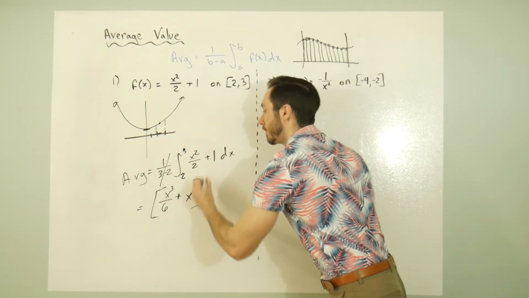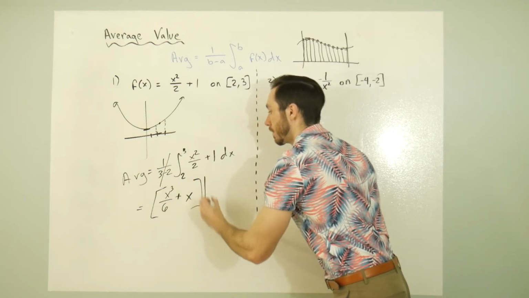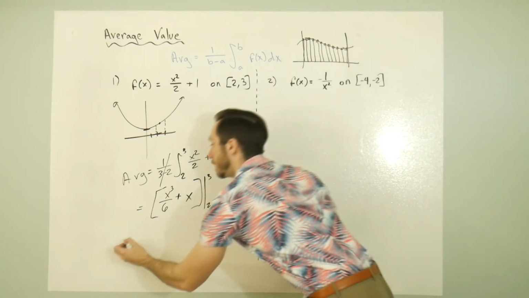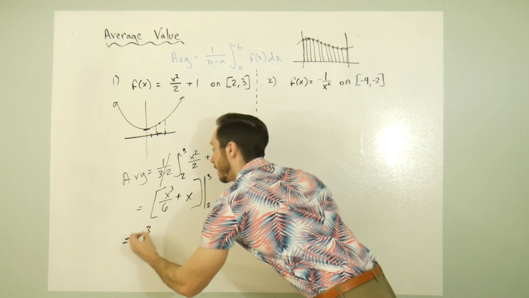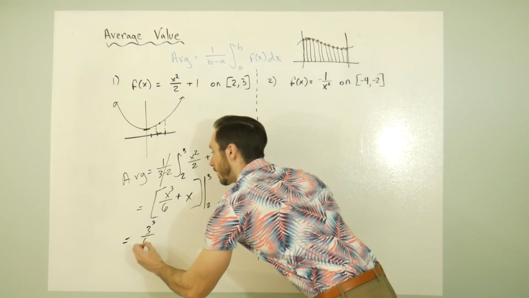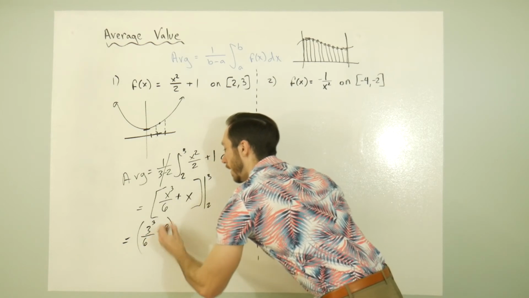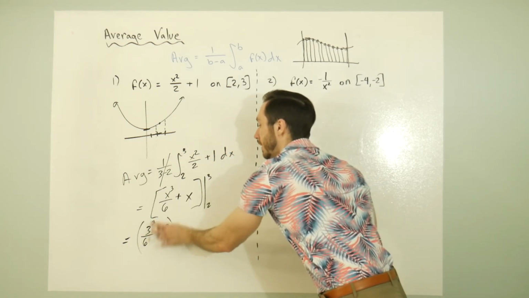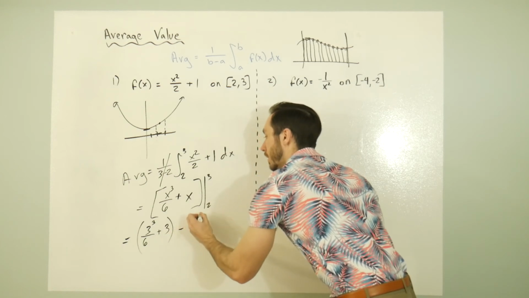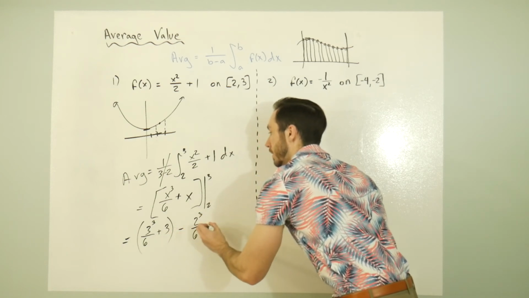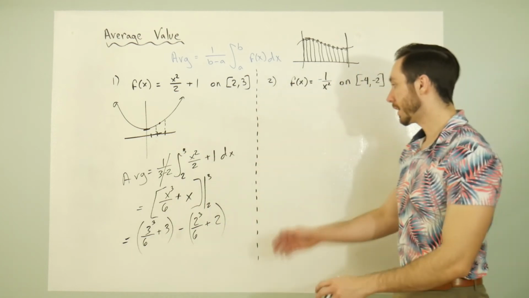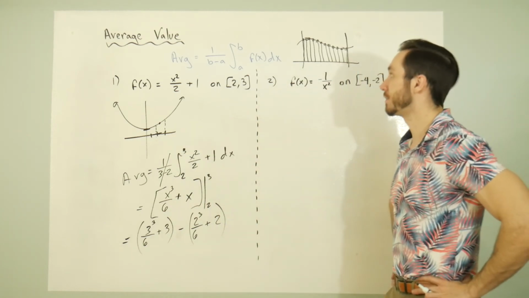So let's just find the area of this thing from 2 to 3. Okay. Plug in 3: 3 cubed over 6 plus 3, and then plug in 2. We're subtracting that off, sorry. So it'd be 2 to the third over 6, and then plus 2. So whatever that comes out to, that will be your average value.